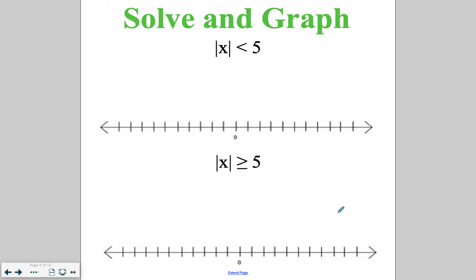So, solving and graphing. This first one is just super basic. It's saying the absolute value of x is less than 5. So we need to split it into cases. Case 1, keep it the same: x is less than 5. And because it started as less than, case 2 is x is greater than negative 5.